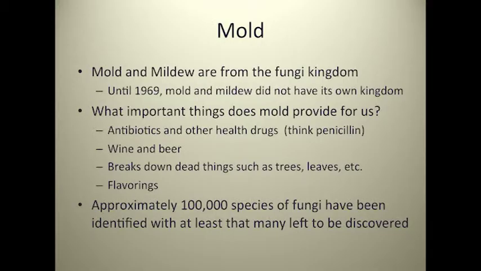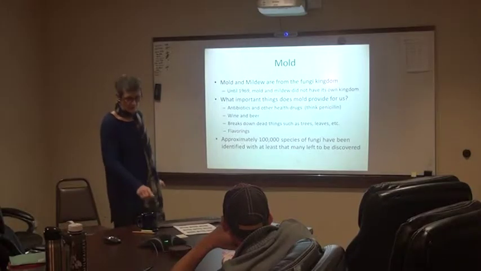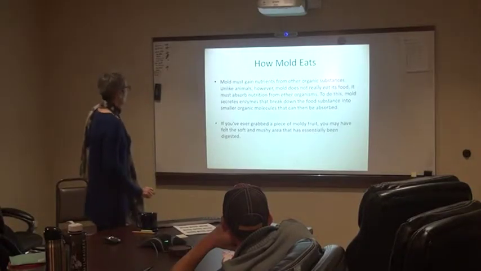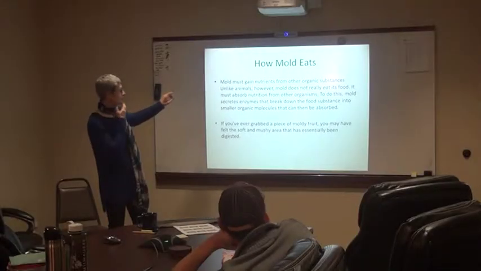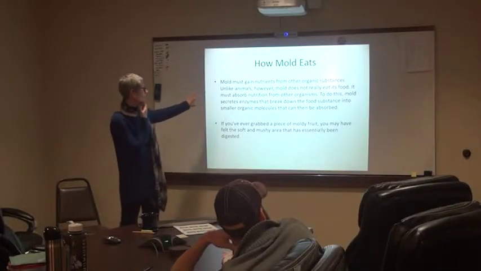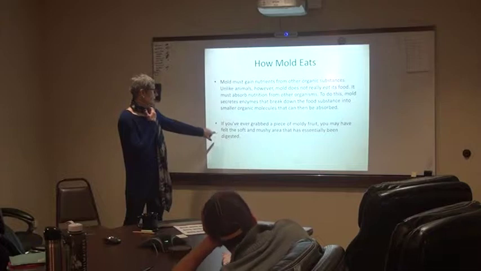So there's about 100,000 species of fungi or mold that have been identified, and there are lots left to be identified. It's just ongoing. They have to gain their nutrients from other organic substances. So I think we talked about this.